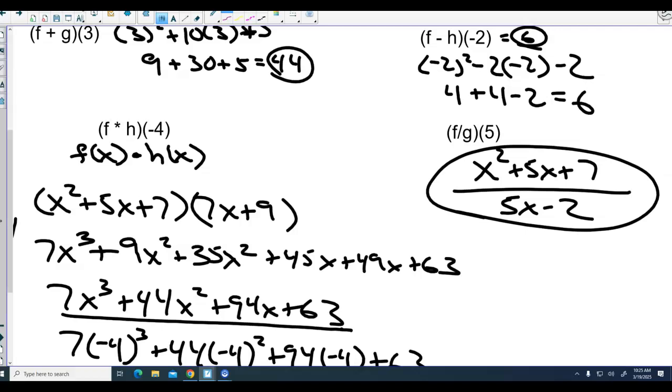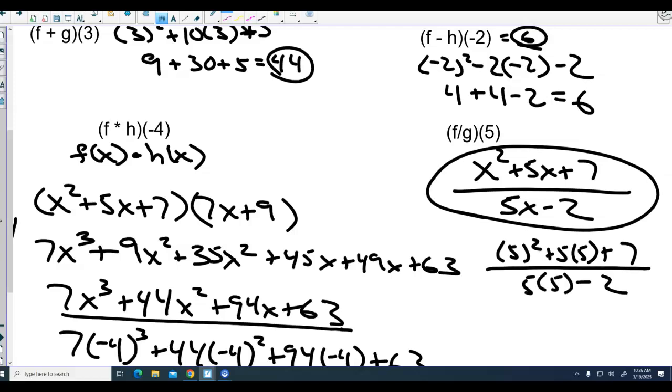In this case here, I'm just going to plug 5 in for x, and that'll give me my answer. 5 times 5 minus 2. So we get 25 plus 50 plus 7 is 57. 25 minus 2 is 23. And there's my answer of 57 over 23.